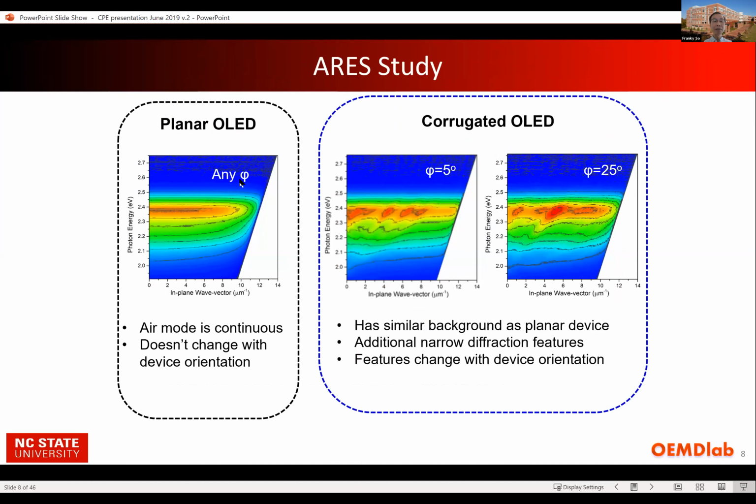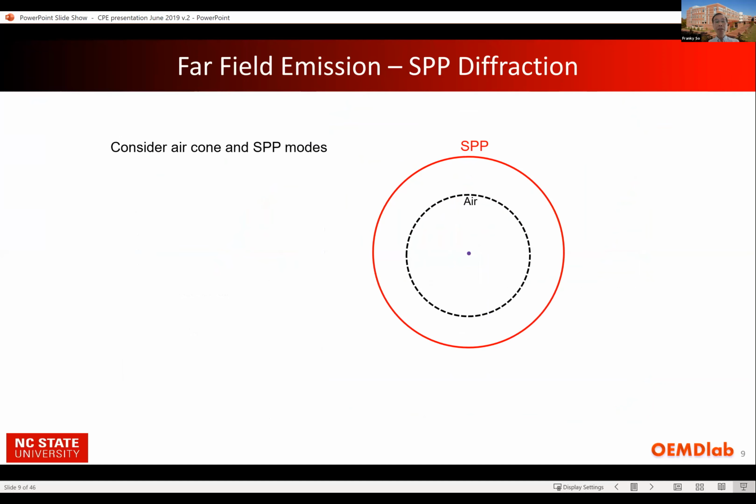This is a planar device. You see, this is a Lambertian emitter. Basically, it's featureless. But when you have the device fabricated on the corrugated substrate, you see different blobs corresponding to the different optical modes, which I will tell you about later. Remember the different cones that I showed you previously. If you look at the top, this is the air cone, represented by the black dashed line, and the SPP mode is represented by the red circle.